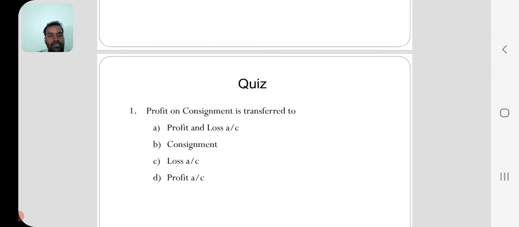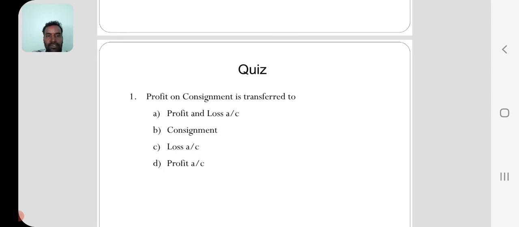See here, profit on consignment is transferred to which account? A. Profit and loss account. B. Consignment. C. Loss. D. Profit. A is the correct answer. Whatever the profit or whatever the loss occurred, that should be transferred to profit and loss account.